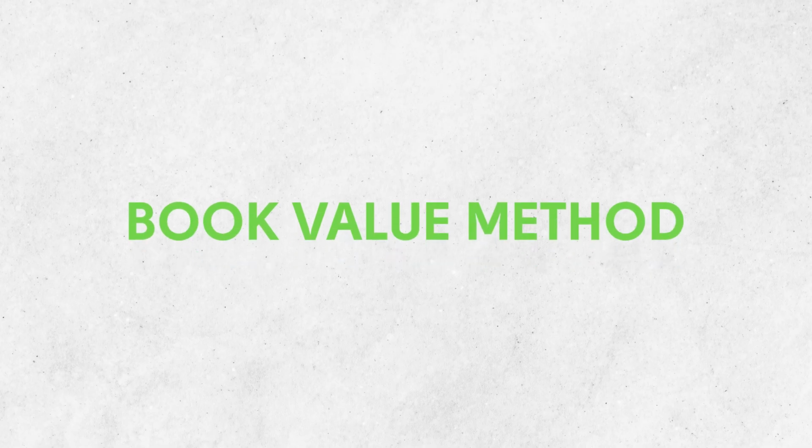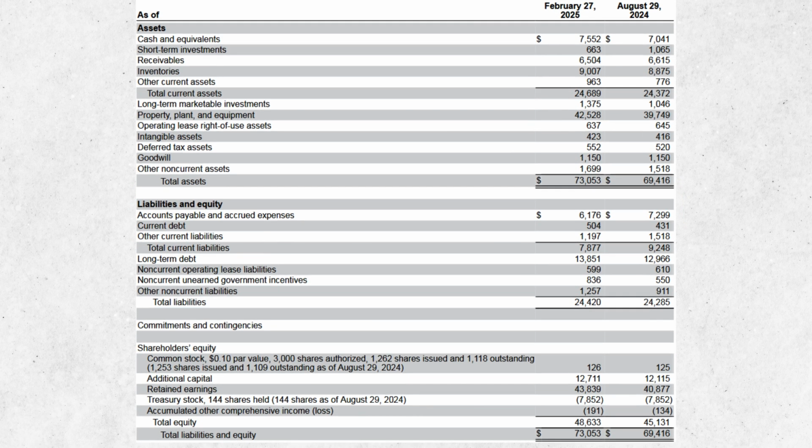Lastly, we have the book value method. In Graham's eyes, this is the only true way to determine if a stock is undervalued. In order to calculate this, we need to look at the company's balance sheet. Here, we see Micron's balance sheet for Q3 2025. The first value we need is total shareholder equity, which is typically located at the bottom. Total shareholder equity for Micron is $48.63 billion.